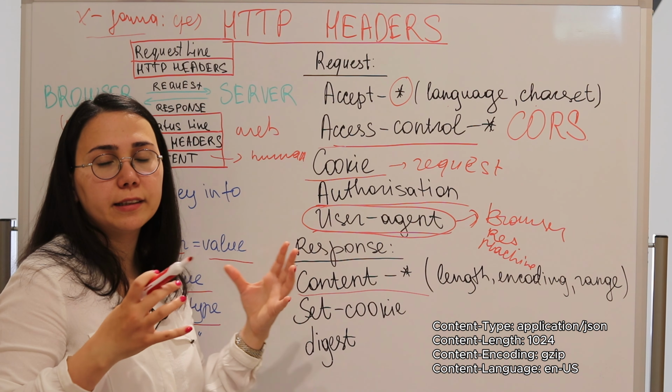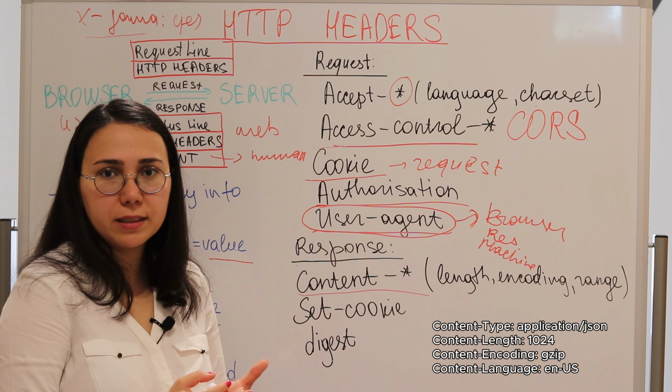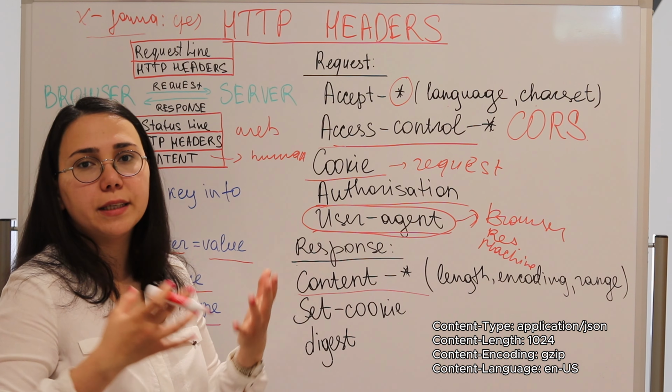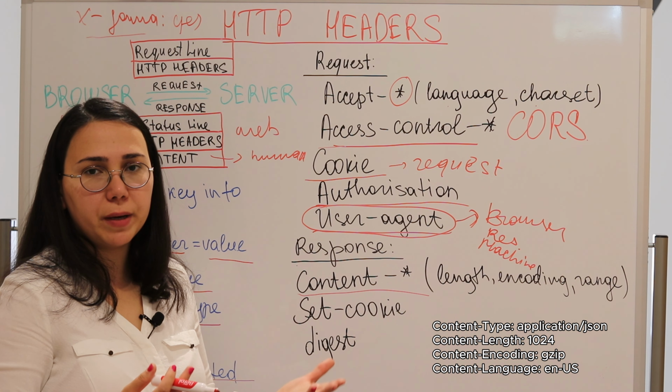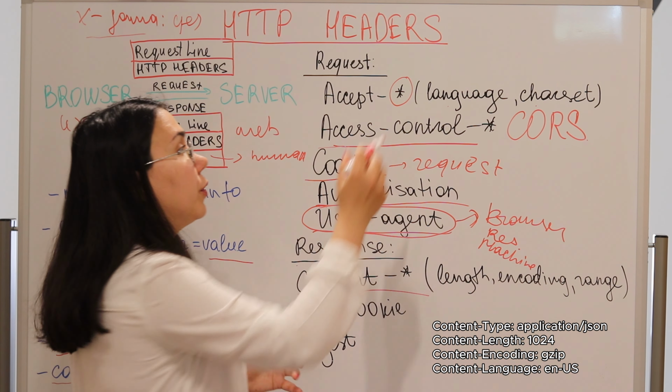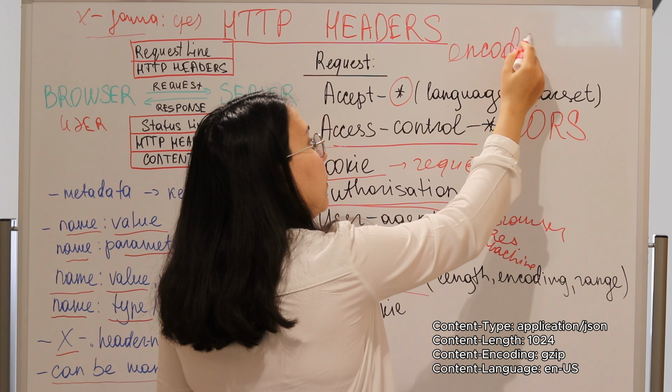Content length is the length of the content of the page, basically. The encoding is the encoding type used on the page. There are several encoding types. You can research it in your own time.